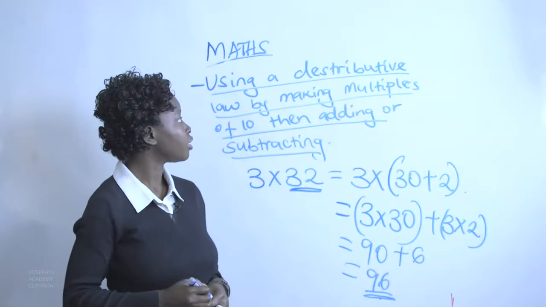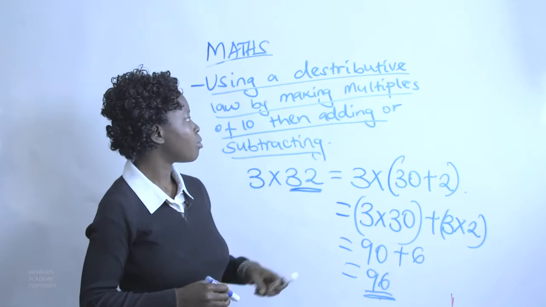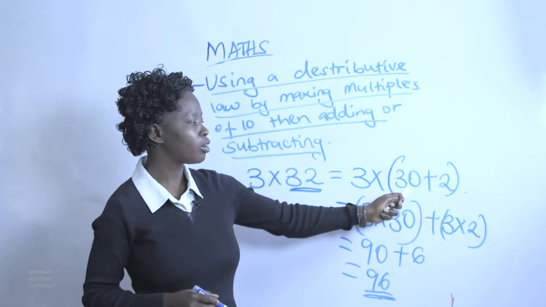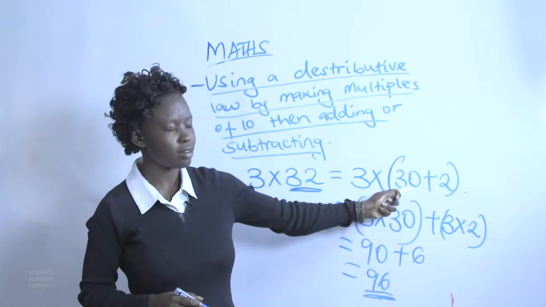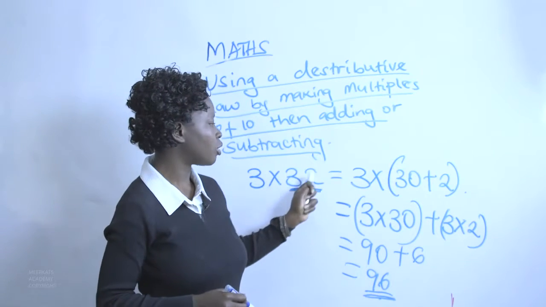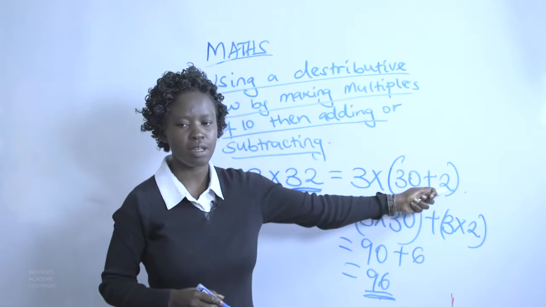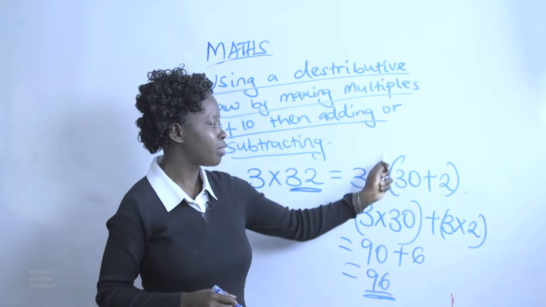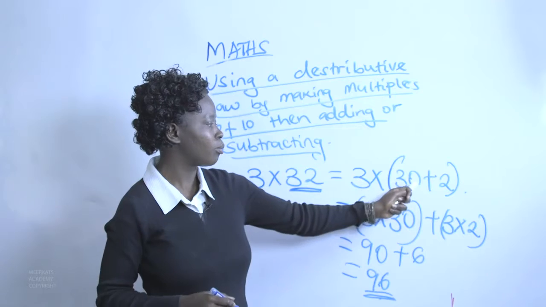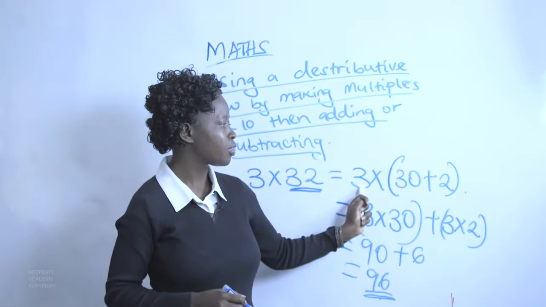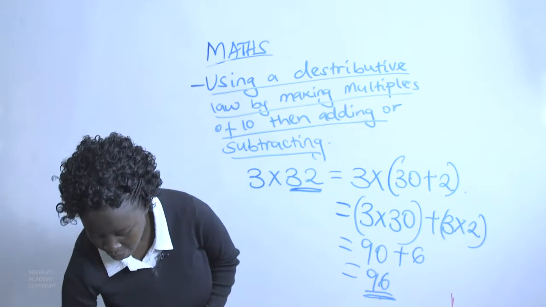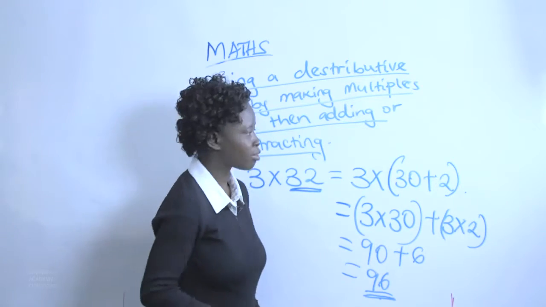So that is the distributive method, whereby I've made 32 to be a multiple of 10, and our multiple of 10 in this case is 30. Then to make it 32, the digit that is missing is 2. So I'll have 30 plus 2. Then we open up this bracket, in that 3 will multiply 30, then plus 3 times 2. So we get the answer, which is 96.